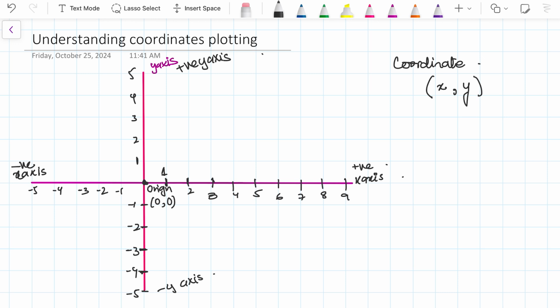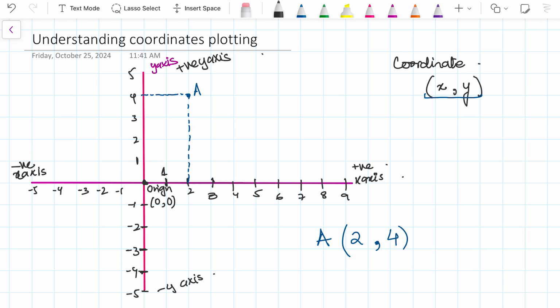Now let's suppose this is the point A. How do you tell where the point lies? We need to write the coordinate: the value of x first and then the value of y. So we go down and see what is the value of x. The value of x is 2. What is the value of y? The value of y is 4.